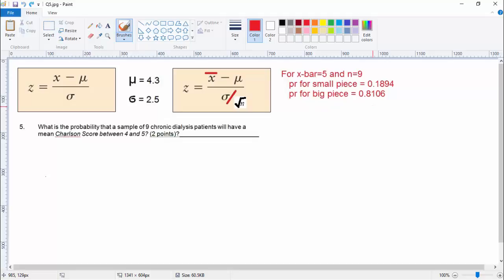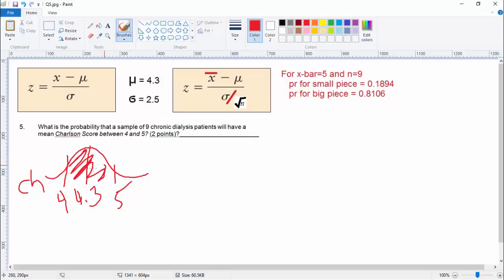So what do we do? Well, I always start with a picture. So here's Charlson, 4.3. We know we're going for a 4 over here. We're going for a 5 over here. We want to color in the middle.